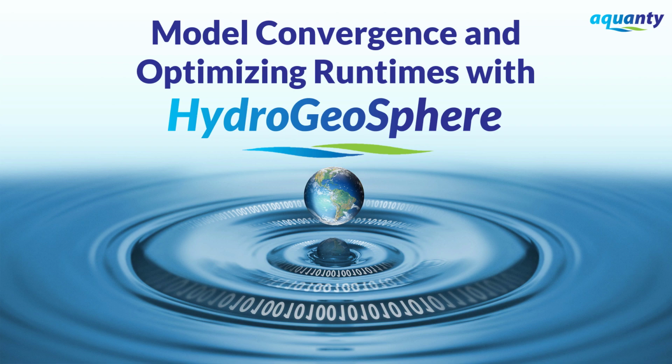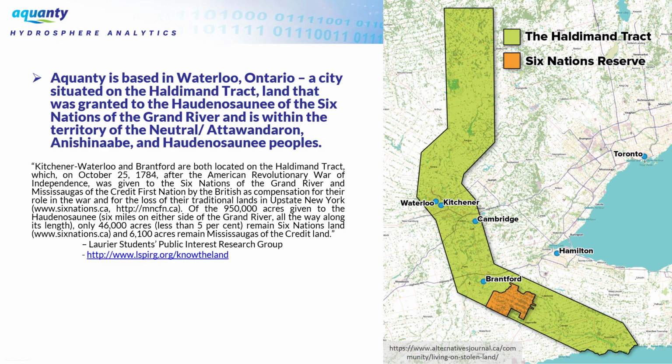Before I get started in the webinar properly, I'd like to make a short land acknowledgement. Aquanti is based in Waterloo, Ontario, which, as you can see from the image on the right, is located right in the middle of what's known as the Haldeman Tract. This tract of land extends 6 miles on either side of the Grand River from its headwaters all the way down to its outlet in Lake Erie. And this land was actually granted to the Six Nations of the Grand River as compensation for their role in the American Revolutionary War, the War for Independence.